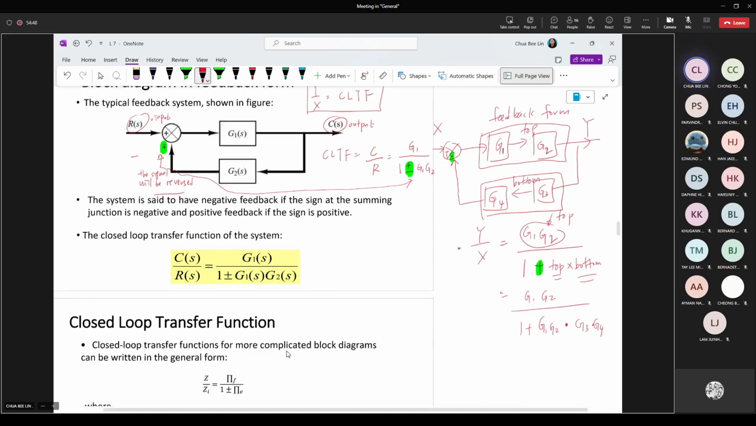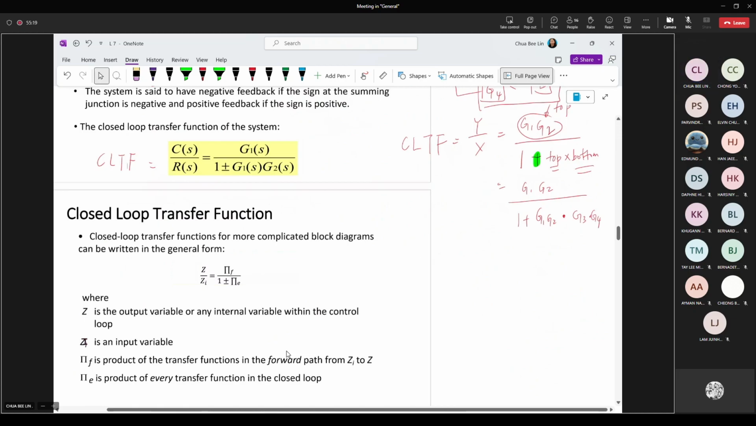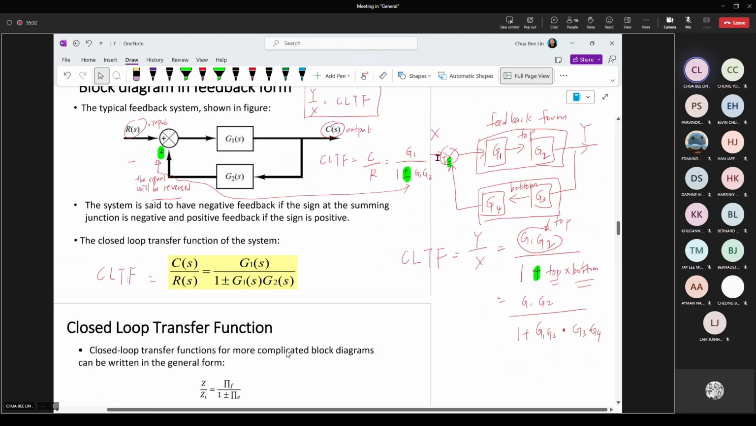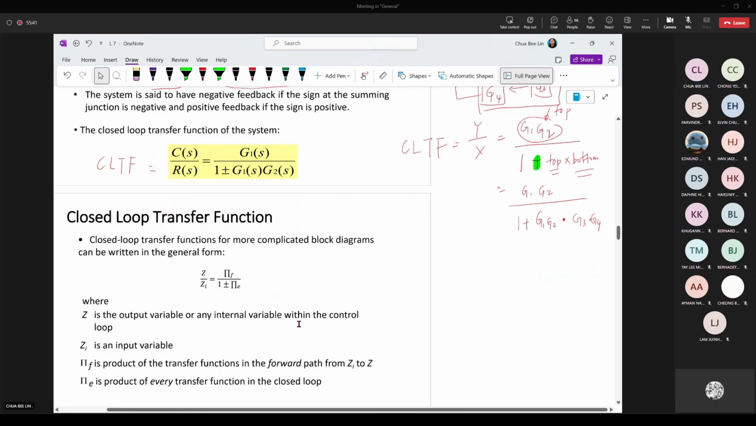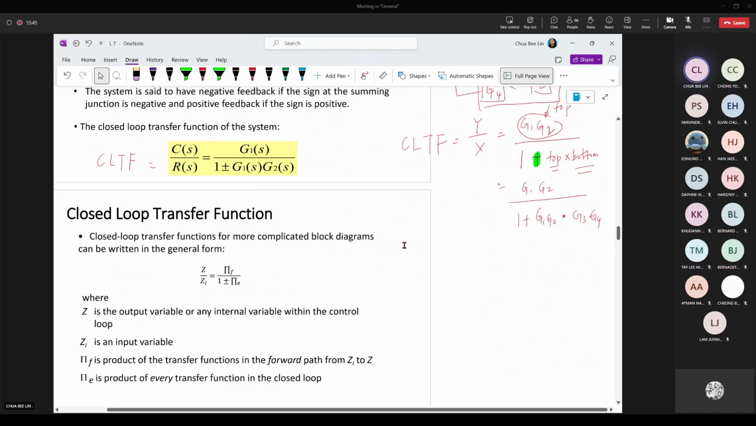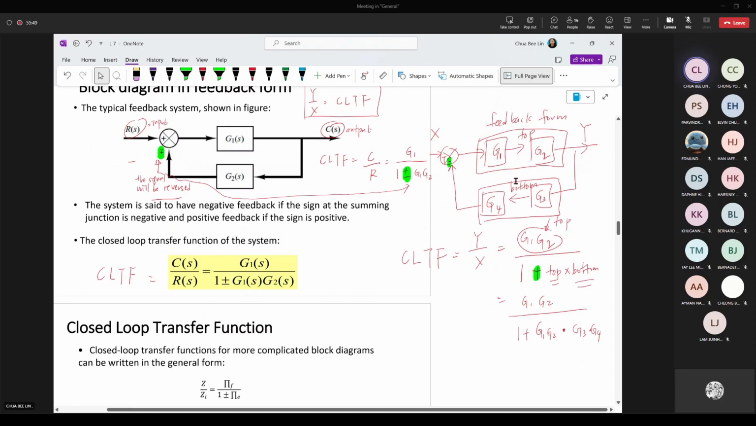The closed loop transfer function is the output of the signal over the input of the signal. In this particular example, it is C over R. So this one is called the closed loop transfer function. For a more complicated block diagram, it can be written in the general form, where we have this one over 1 plus. We call Z the output, Zi the input. PiF means all the blocks on the top, which we call the forward path, from the beginning of the signal until the end of the signal. So we have G1 and G2 as your forward path. Then over 1 plus the product of the forward path blocks, the top blocks, multiplied with the bottom blocks.